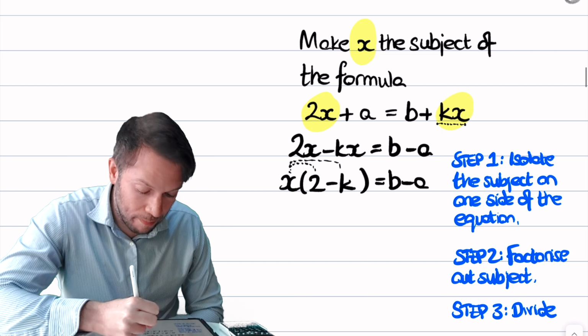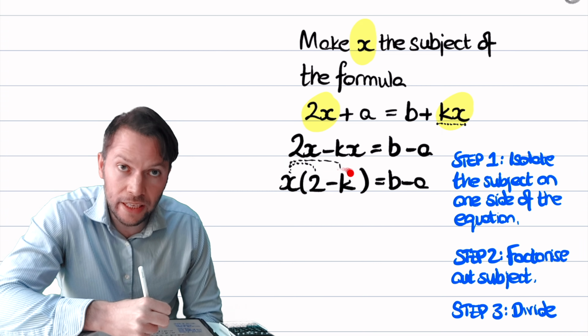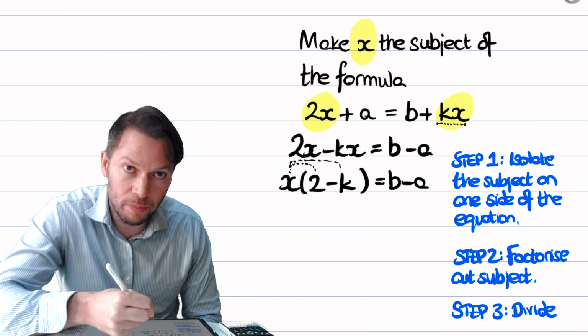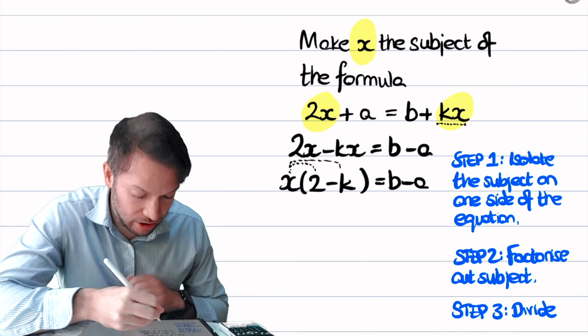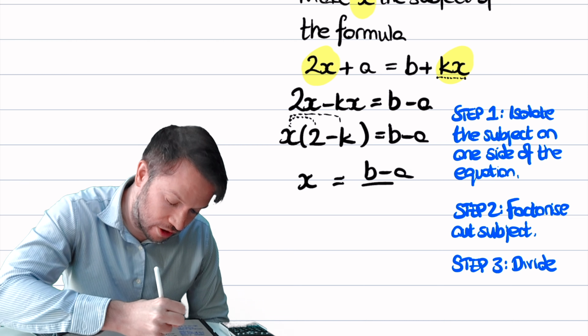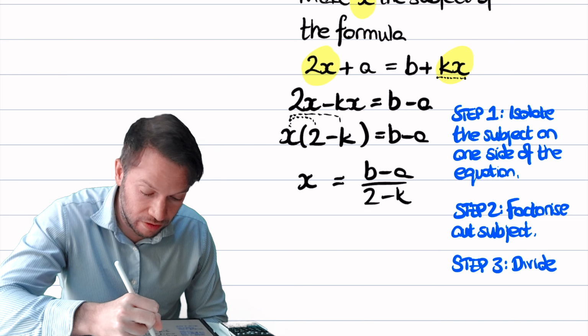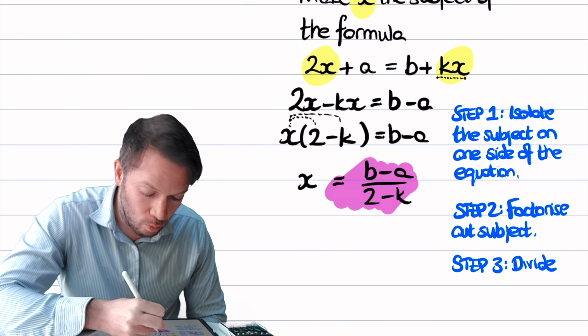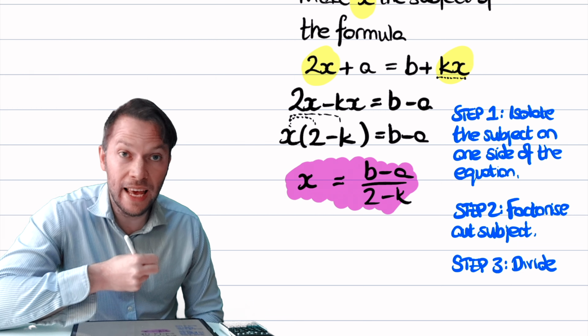Well, the x is being multiplied by 2 minus k. So to get rid of the times by 2 minus k, we need to divide both sides by 2 minus k. So you get x is equal to b minus a over 2 minus k. And we're done now because we've managed to get x on one side only of the equation and the x is on its own.